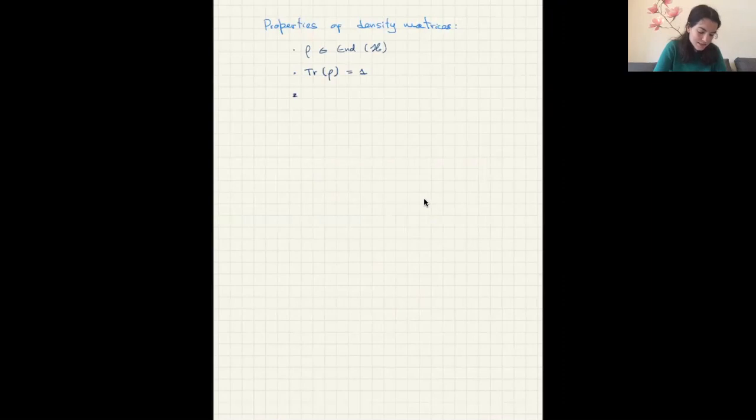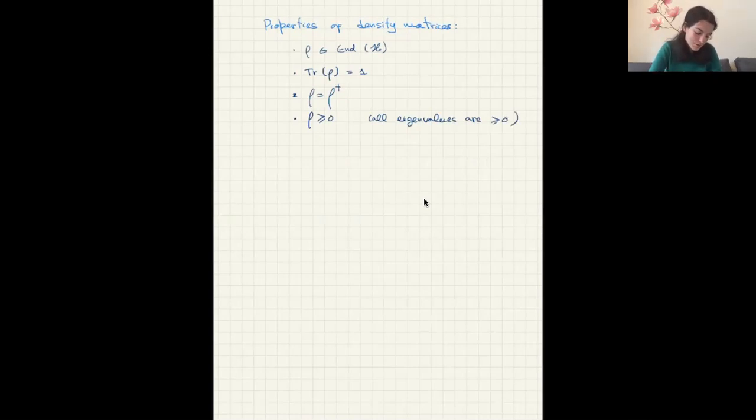The third one is that they are Hermitian, so rho is the same as rho dagger. And additionally to this, it's positive, which means that it has non-negative real eigenvalues, okay? All eigenvalues are larger or equal to 0 and real.